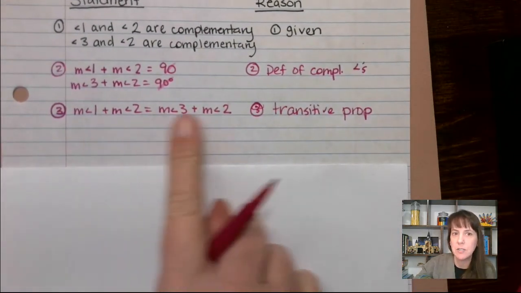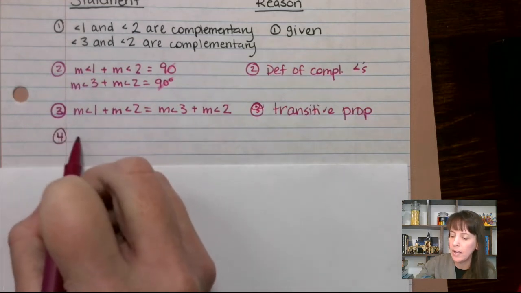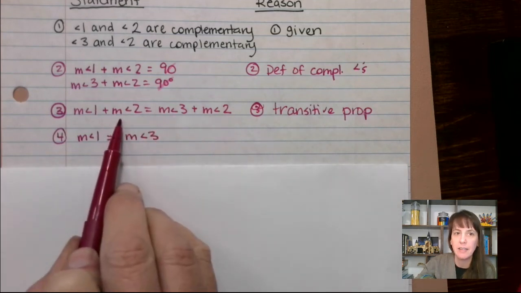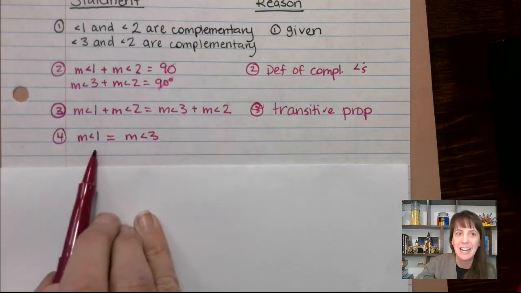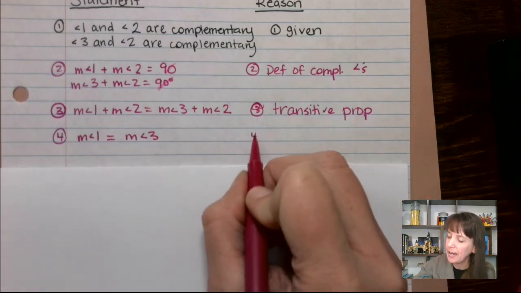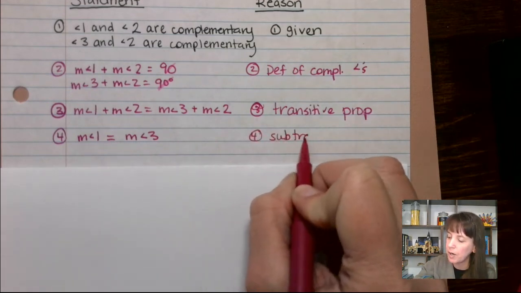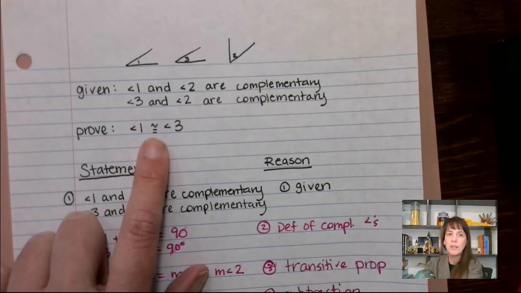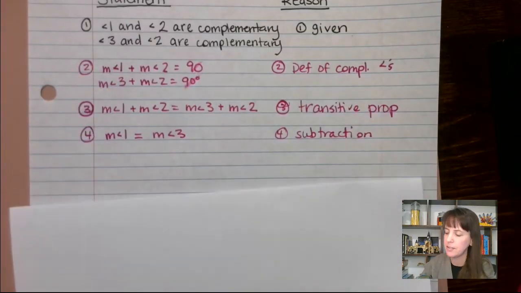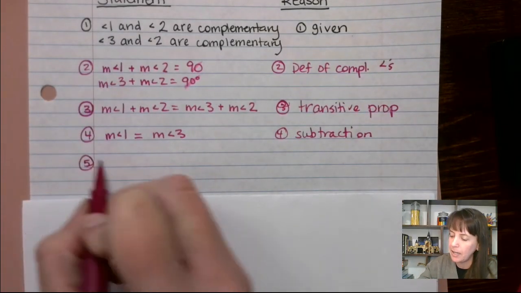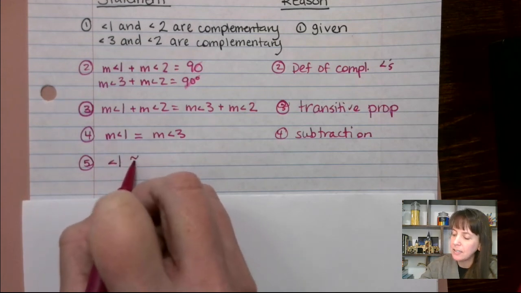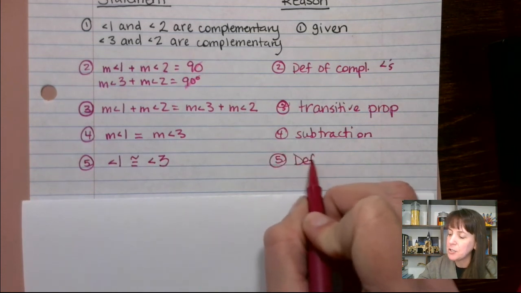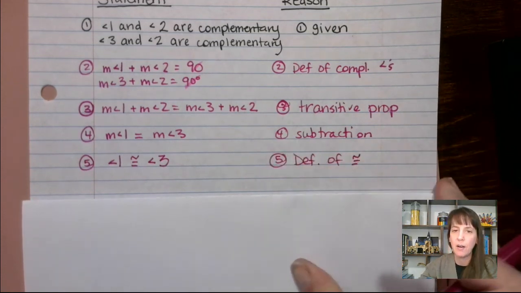All right, now that I have this, what I can say is the measure of angle 1 is equal to the measure of angle 3, because if I subtract angle 2 from both sides, I get 1 equals 3. So that is the subtraction property. Okay, for my final step, remember I'm trying to prove angle 1 is congruent to angle 3, and I'm real close to being there. This is where you're going to use your favorite one again. Number 5, we have angle 1 is congruent to angle 3, and that is because of the definition of congruence. And so now I have proven that.